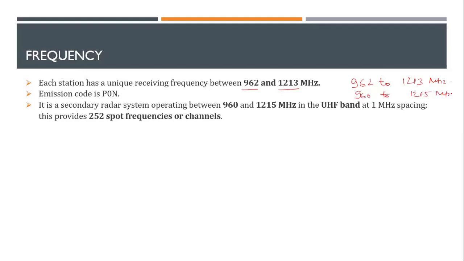So don't become nervous. If the options are not given, just tick this one. It's all right. Please remember the emission code for DME is P0N. It's given in the books also. It's 0. Okay.